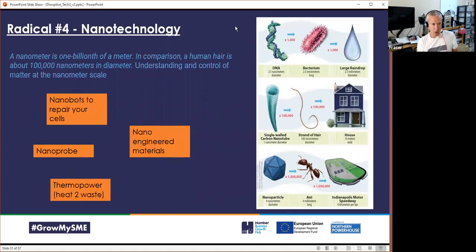The next one is nano. I mentioned nano earlier being one of the government's great technologies. You can imagine how controlling very small things could be useful for engineering, for materials, for inspection, and we are talking about tiny things we can't see.